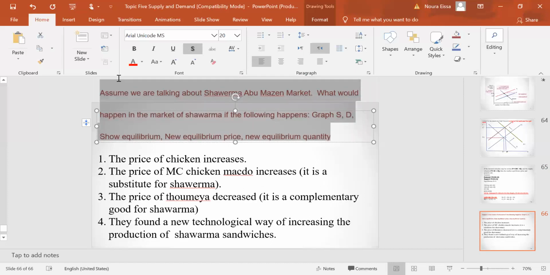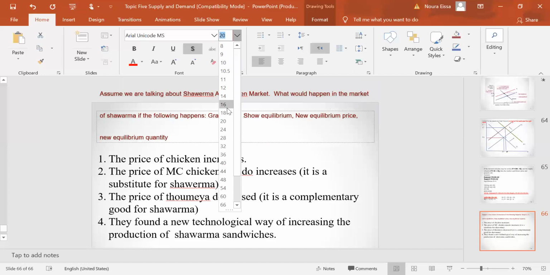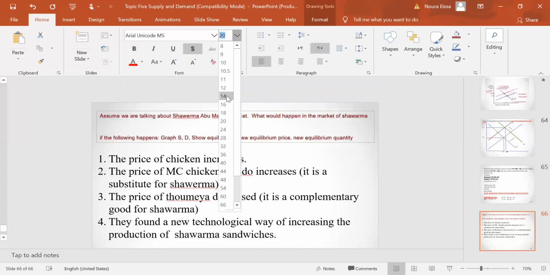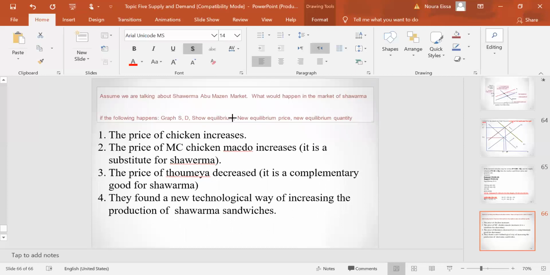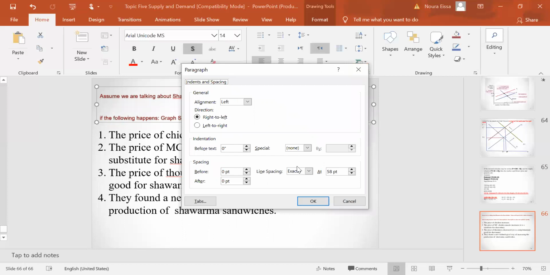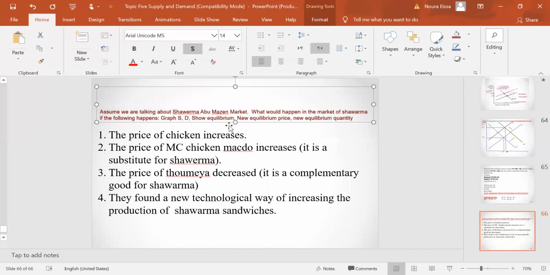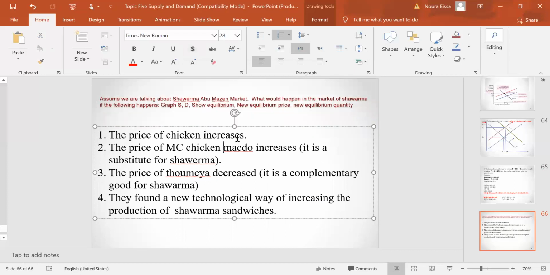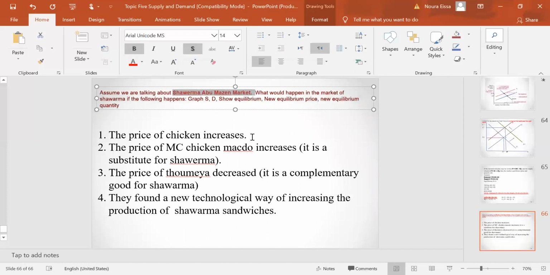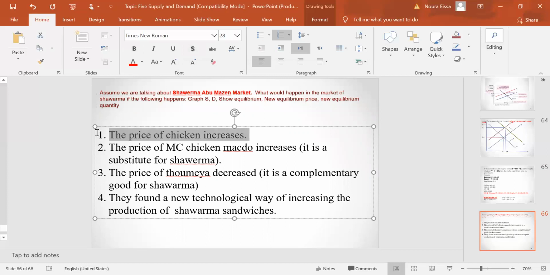I'll take one by one. Let's just make this a little less. Okay, I'll take the first one. So what market are we talking about? We're talking about the market for shawarma Abu Mazen. Question number one, the price of chicken increases. Let's take this in a new slide. Copy.